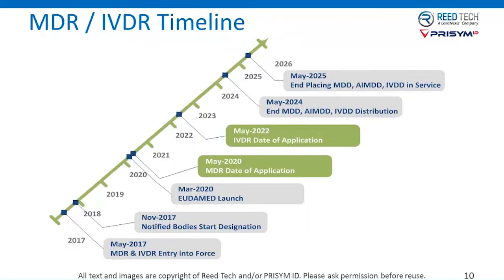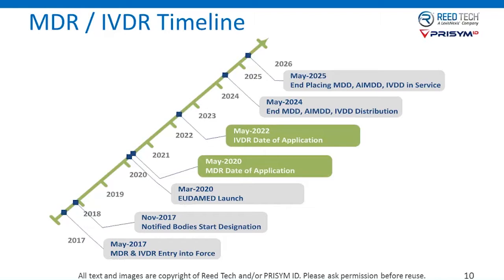But a quick look at the timeline here. Right now, we're in the bottom left-hand corner, around about November this year, about the time that notified bodies have started to be designated. The regulations themselves, we mentioned MDR and IVDR here. The conversation we're having today, we're mostly talking about medical device regulations, but there are parallel regulations for in vitro diagnostic devices as well. Very similar timelines. So we're putting both of them onto this timeline here.